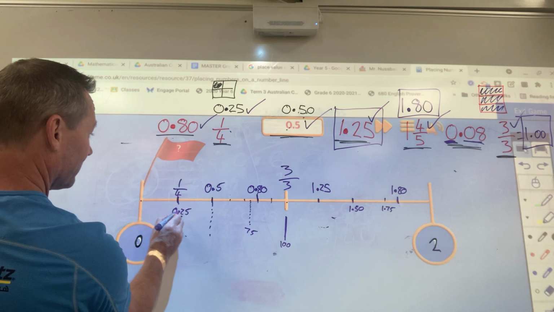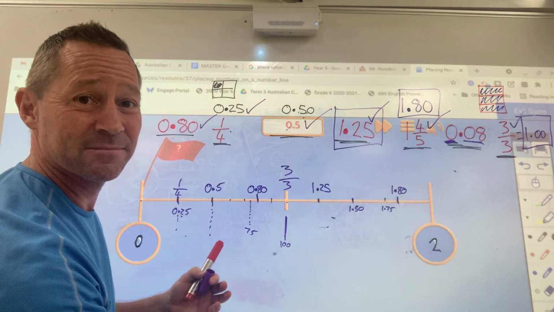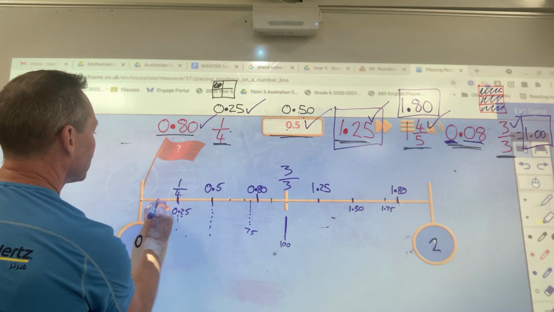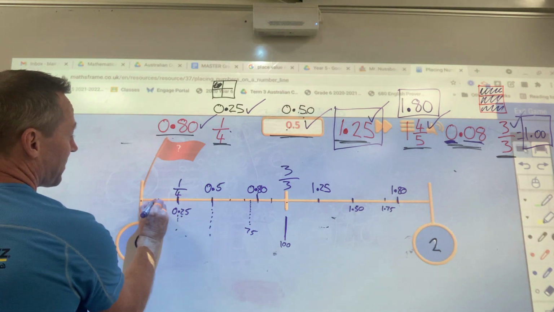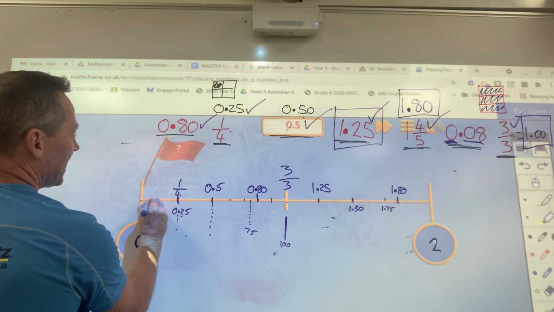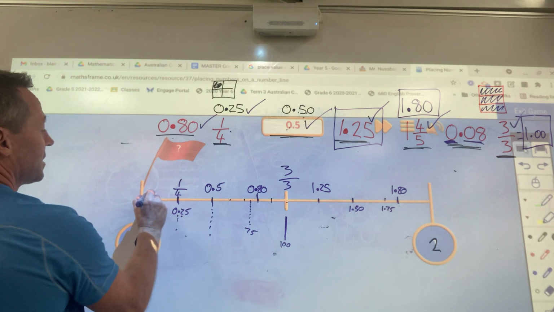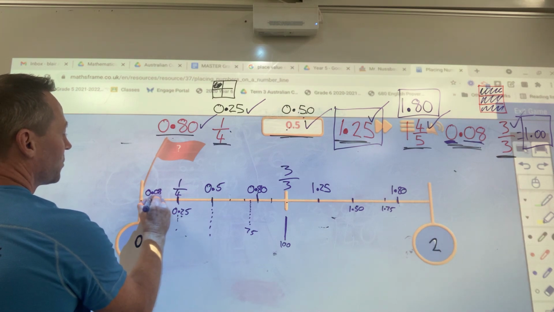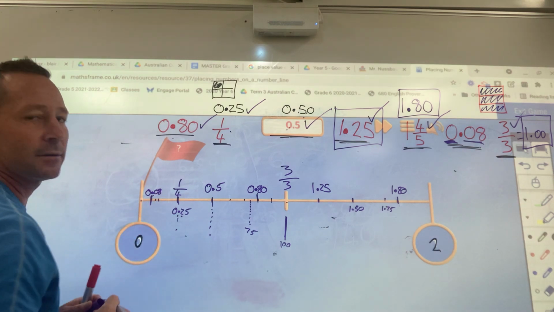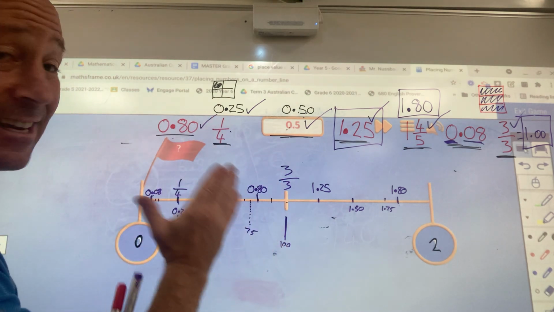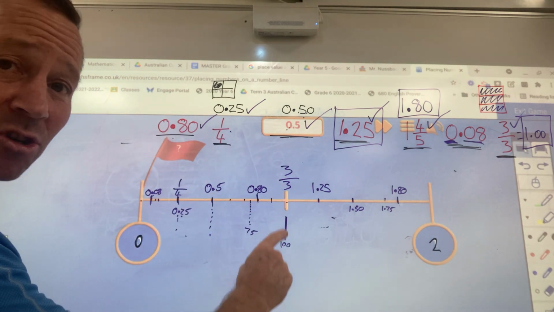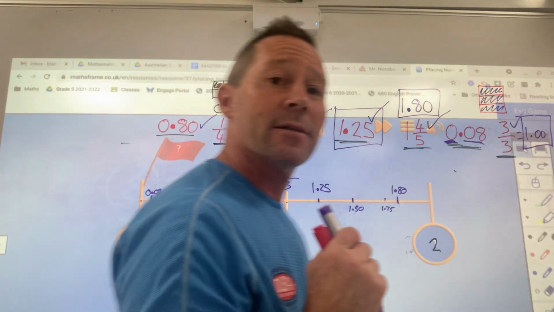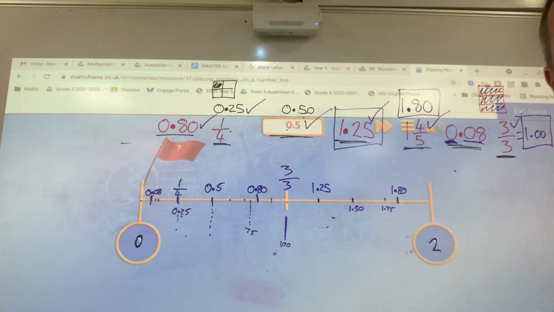So about, what's half of 25 roughly? About 12 and a half. So 12 would be about here. 10 might be about here. So 8 must be round about here, give or take. So I would say 0.08 would be here. Now, if you can understand that, you've done really well. But again, stop the video, go back, re-watch how Miss Blair has done that. It is tricky, but this is what you're now facing.